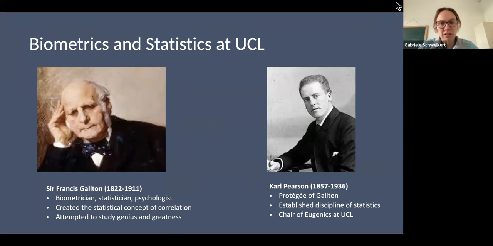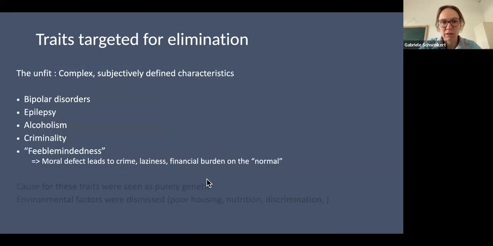And he was a biometrician, a statistician, a psychologist. He created the statistical concept of correlation. And he attempted to study how genius and greatness is inherited from fathers to sons. And one of his protégés was Karl Pearson, who established the discipline of statistics, but he was the chair of eugenics at UCL. So at that time, we had two very powerful new emerging scientific fields, genetics and statistics, and they were coming together and proving to be very powerful, but in some sense in a much, much darker and gloomier way than they had anticipated, I suppose.